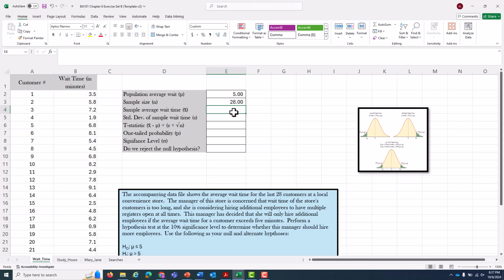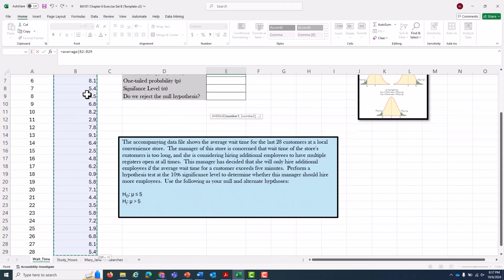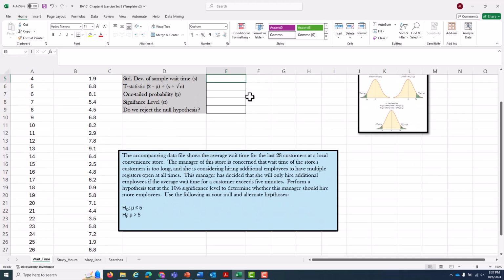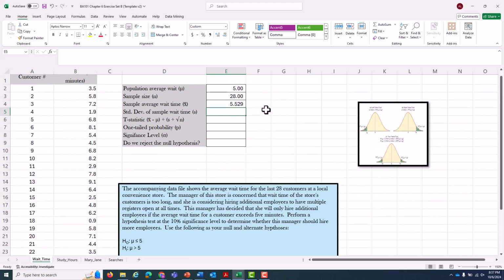So how do you find the mean average in Excel? You use the average function. So I'm going to use the average, and I'm going to highlight all the wait times in cells B2 to B29, and it's going to come out to be 5.529 minutes. So this particular sample set that we have right here, the average customer waited 5.5 minutes roughly.